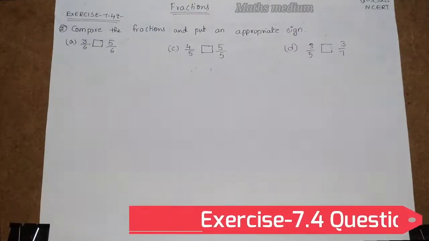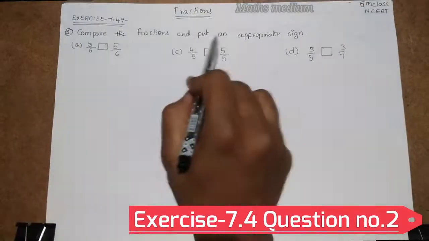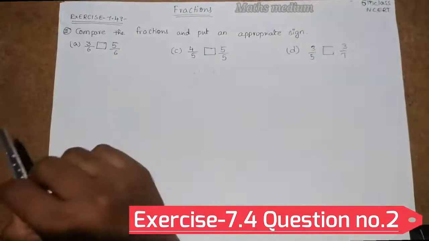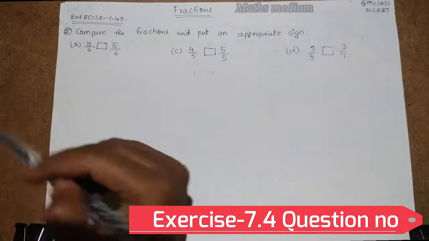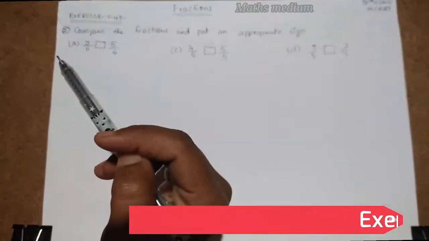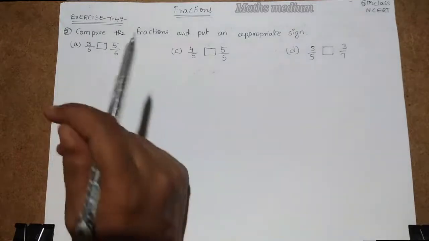Today I came with Exercise 7.4, fractions, 6th class NCERT. Question number 2: compare the fractions and put an appropriate sign. In previous videos, I already told you about the definitions of like fractions and unlike fractions, comparing them, and examples also. Check the description box for the link.